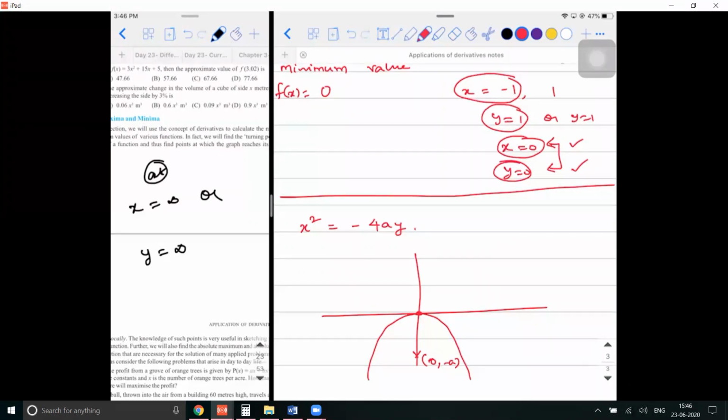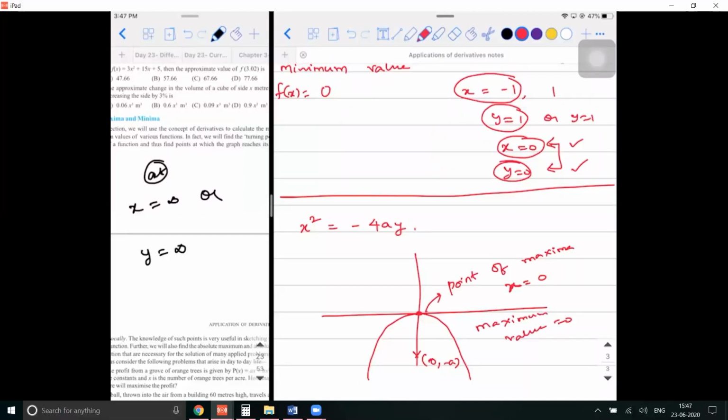Maximum. It is a point of maximum. Good. So this is the point of maximum. So what is the point of maxima? X is equal to 0. What is the maximum value? 0. Maximum value is also 0.